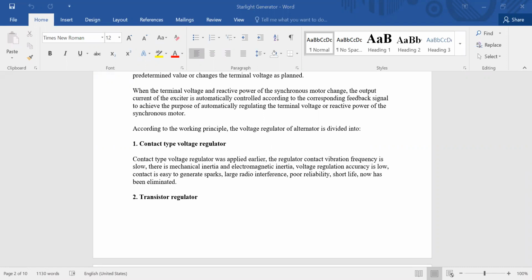In the next class, we will cover the static voltage automatic regulator compensators. Okay, thank you very much.